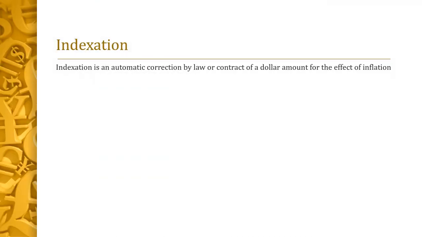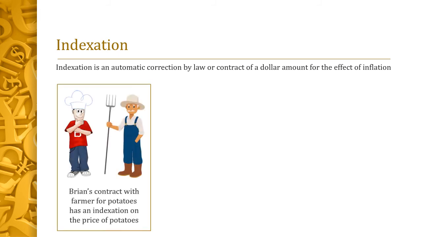Due to inflation, we do see that there can be laws and contracts that automatically adjust for this inflation through indexation. So as an example, Brian, our restaurant owner who buys potatoes from the farmer, within their contract there may be a clause that says that if inflation goes up by X amount, the price of the potato will automatically go up by X amount.